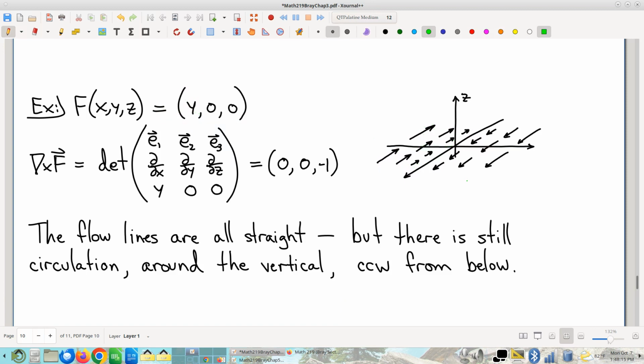The circulation is what you might call clockwise as seen from above. I'll point out that the circulation is kind of like this. And if you look at the curl, which is downward, right-hand rule.